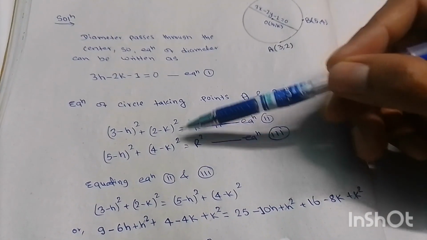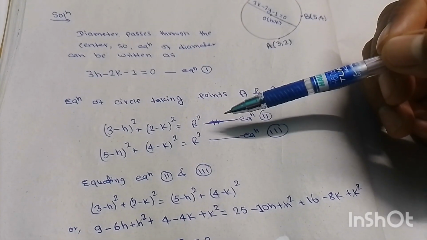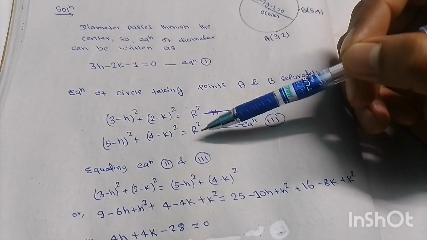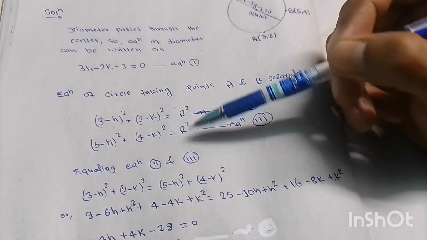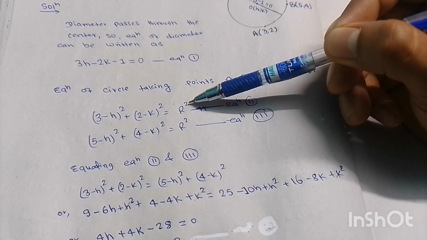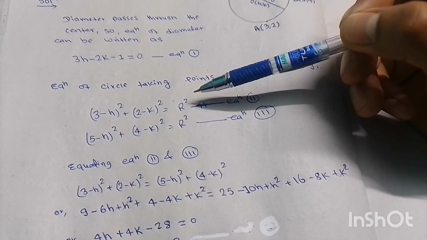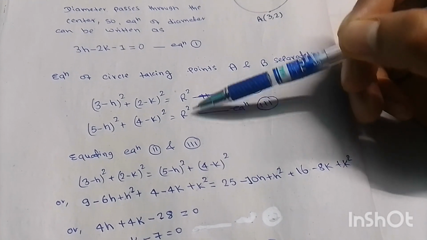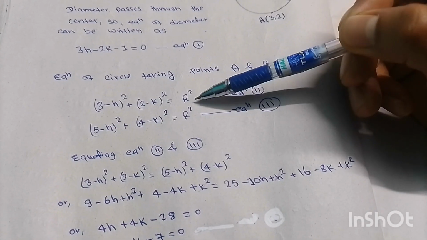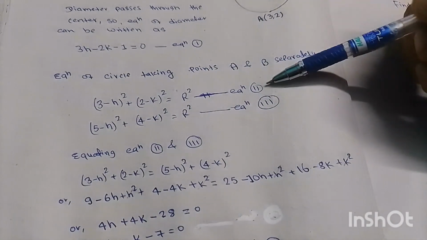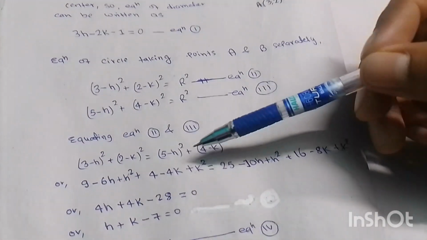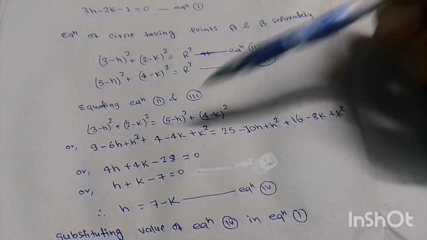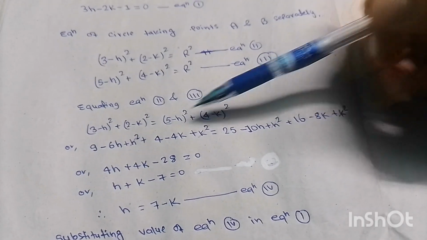But we know that both of these equations represent the same circle, so the right hand side is also the same. This is r square, that is the square of the radius. So we can equate equations 2 and 3. After equating equations 2 and 3, I have written them as they are, just equating these two equations.